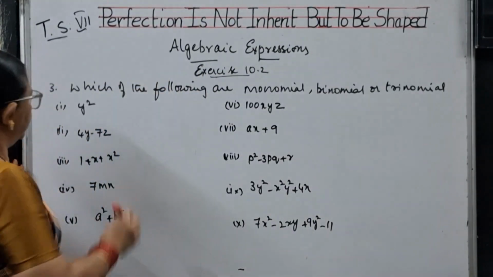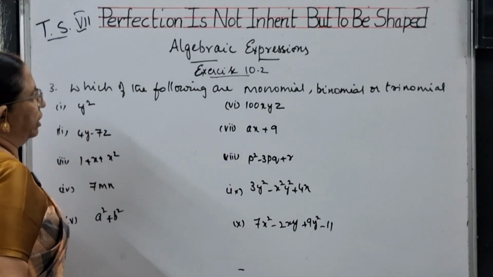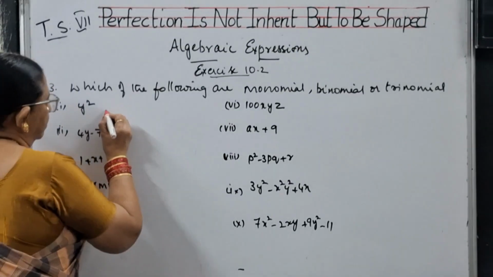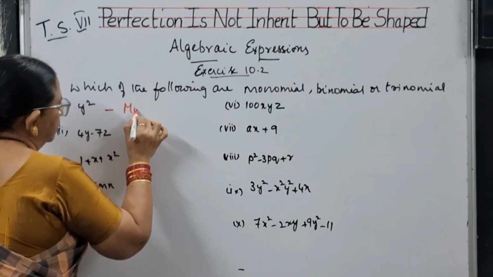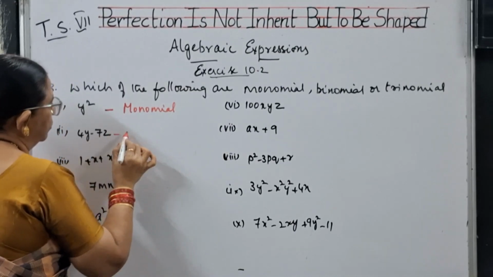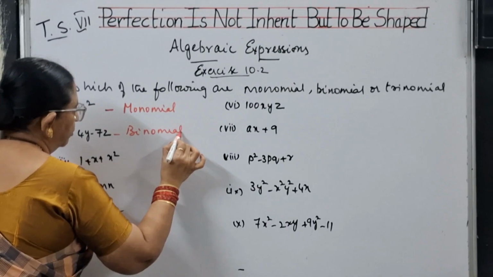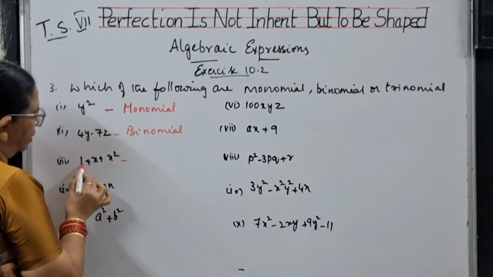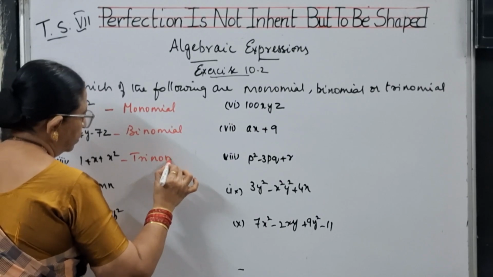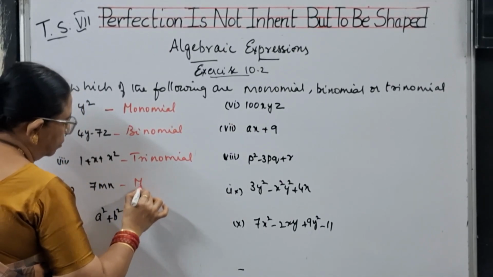Next problem, children. Which of the following are monomial, binomial or trinomial? So by seeing the number of terms you can say it has got only one term, so this is a monomial, and it has two terms, so it is a binomial, and it is having one, two, three terms, so it is a trinomial, and this is having only one term.